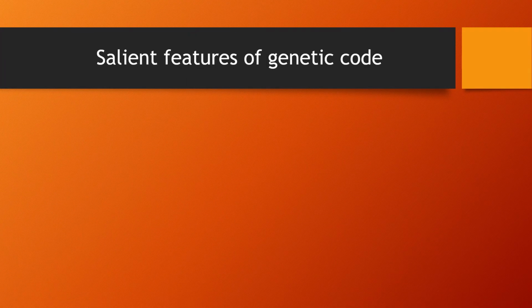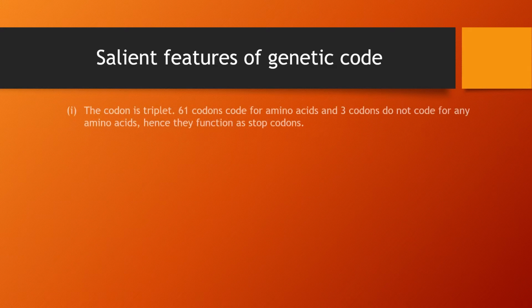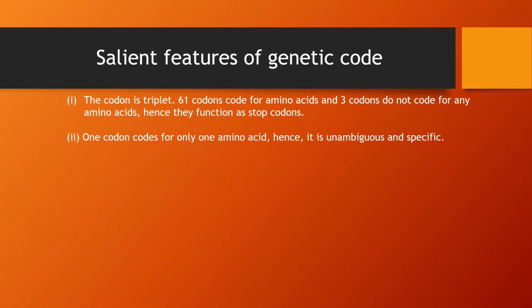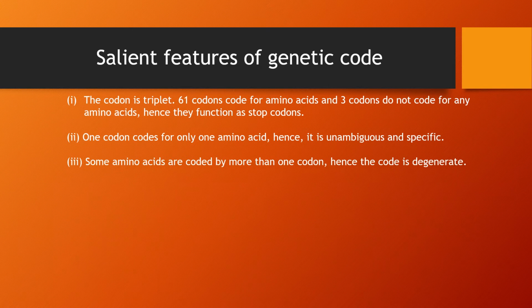Let's have a look into salient features of genetic code. The codon is triplet. 61 codons code for amino acids and 3 codons do not code for any amino acids, hence they function as stop codons. One codon codes for only one amino acid, hence it is unambiguous and specific. Some amino acids are coded by more than one codon, hence the code is degenerate.